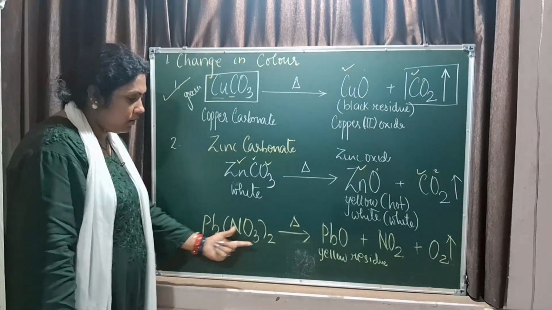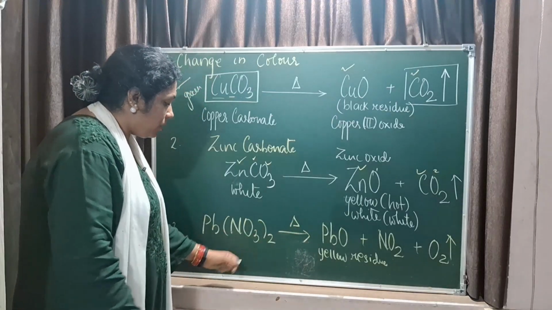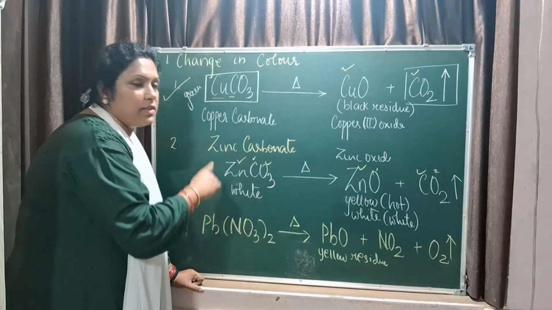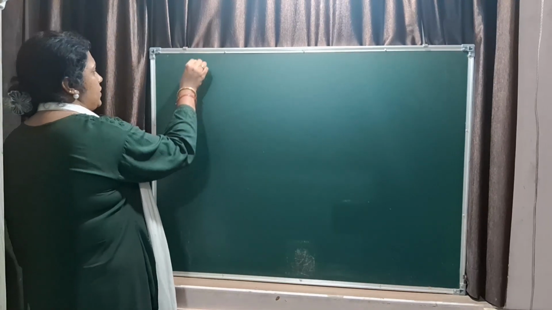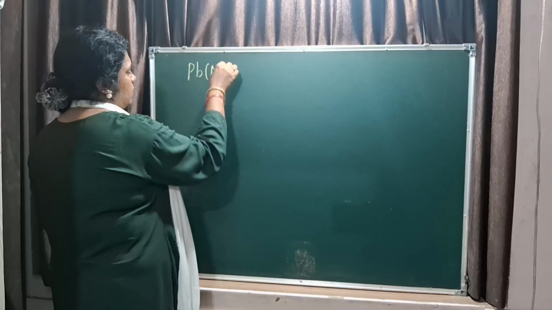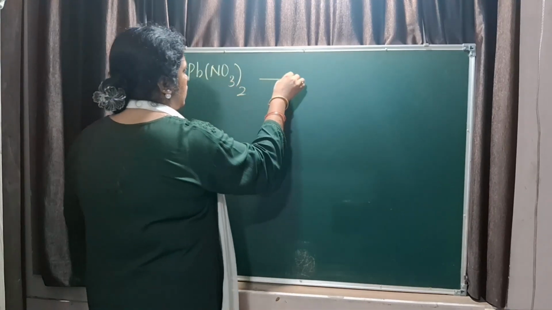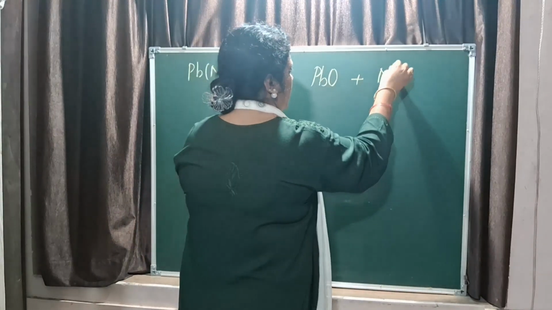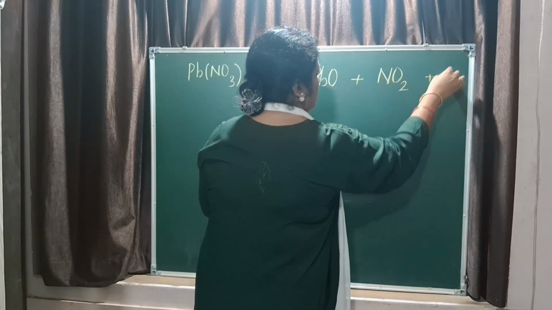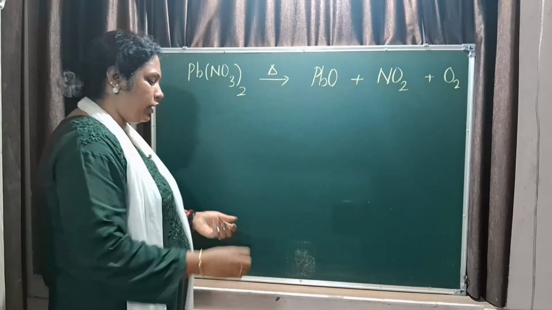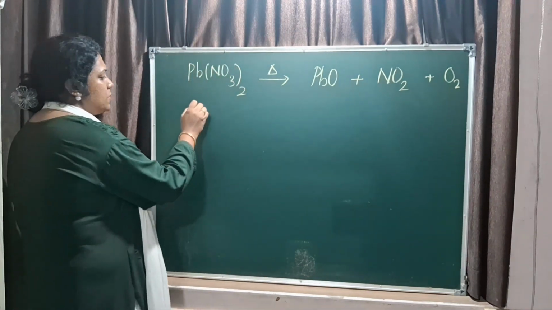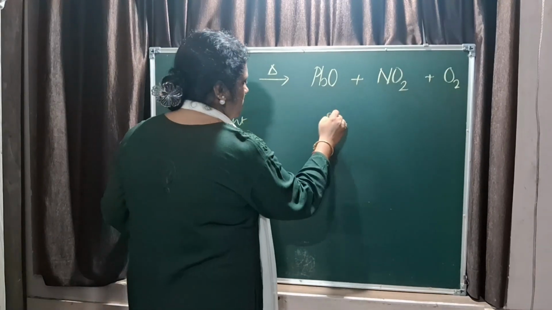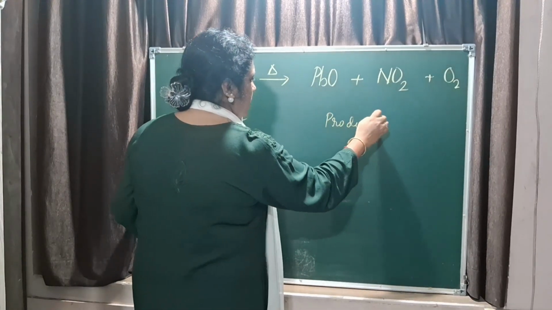Now, here lead is 1, lead is 1. How many oxygen does it have? 3 into 2, 6. So, I will write this reaction. Let me clear the board first. The lead nitrate was heated strongly to form lead oxide plus NO2 plus oxygen. Okay. Now first thing that you have to do is write the atoms present in the reactant side and then write the atoms present on the product side. The number should be same.